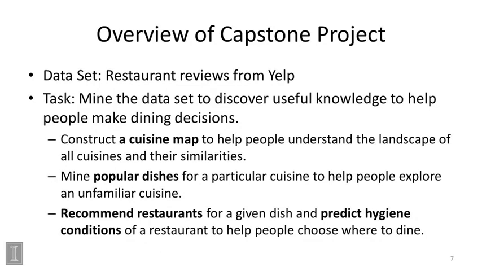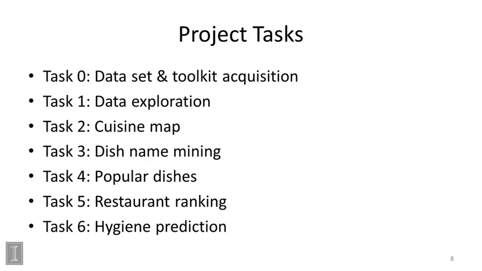And for this purpose, you are also going to make a recommendation of restaurants for a given dish, or ranking restaurants for a given dish. And also you will be working on predicting hygiene conditions of a restaurant so that you can help people choose a place to dine. Here's a list of the tasks.